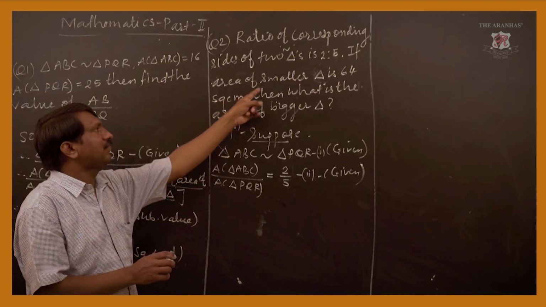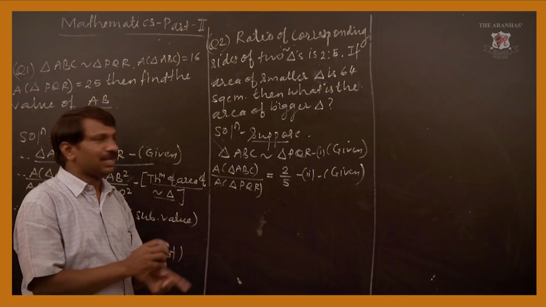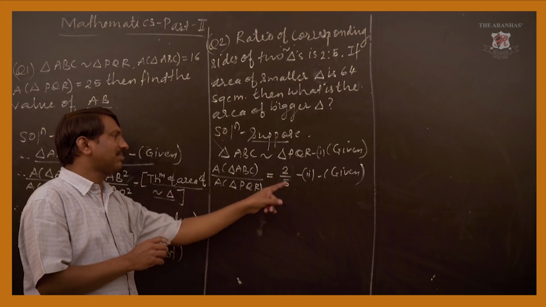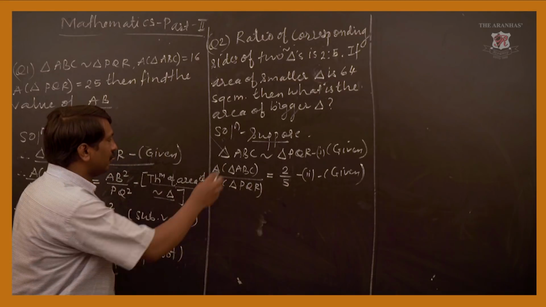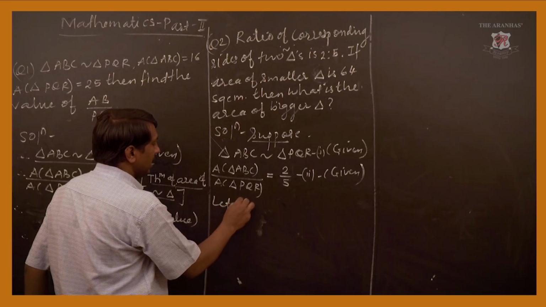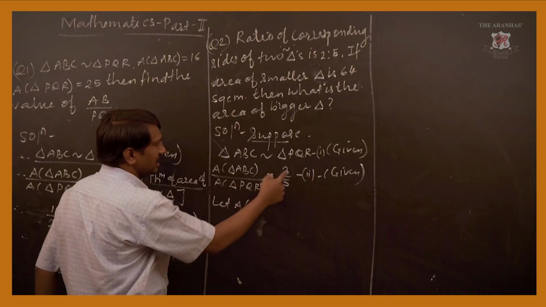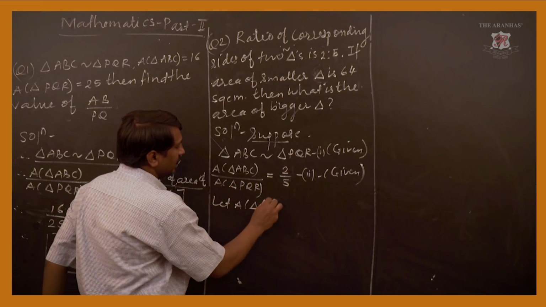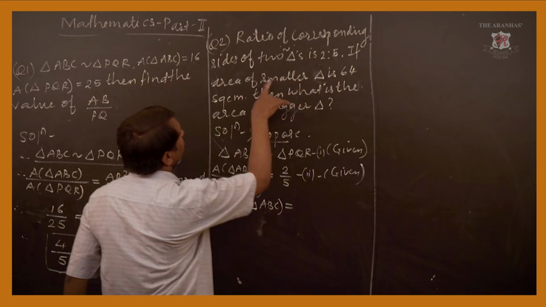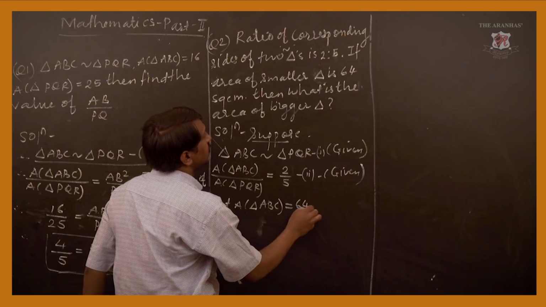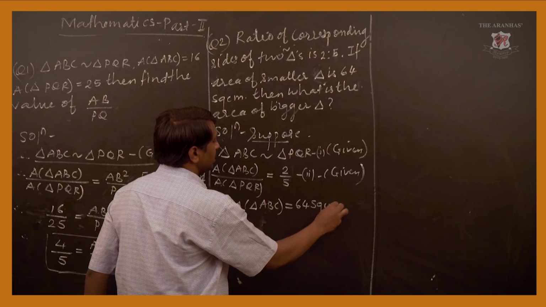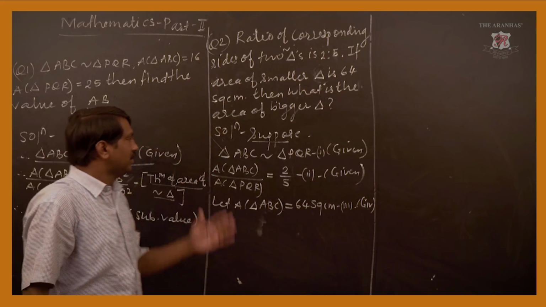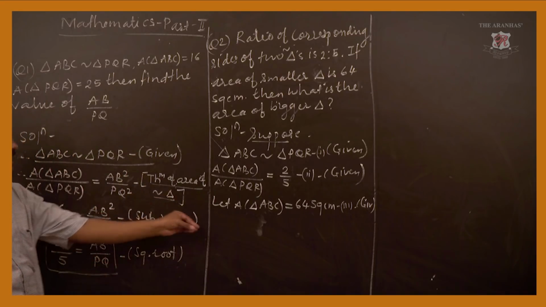And then the area of the smaller triangle is 64. Now the ratios are written, ABC will be 2x, PQR will be 5x, because a ratio is not a real value. So we also guess here: let the area of the smaller triangle, and we guess by the ratio only, ABC is the smaller one. So area of triangle ABC equals 64 square centimeter, which is given. This is the third statement, also given. So all three statements are written as given.